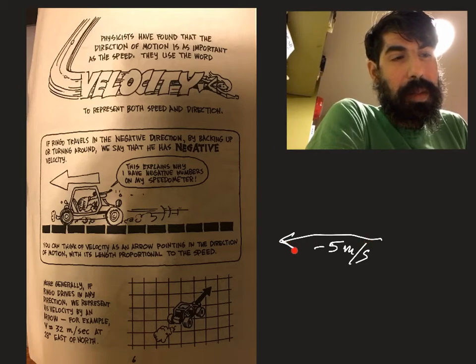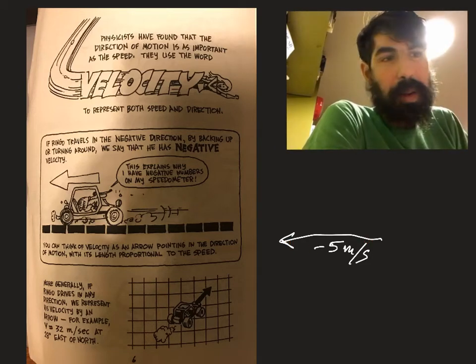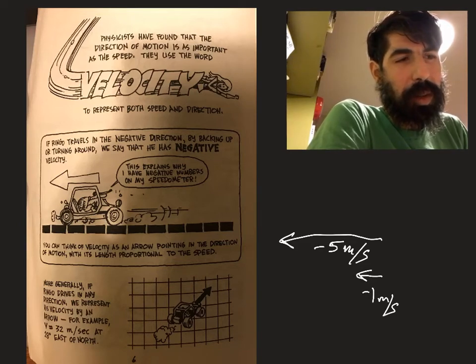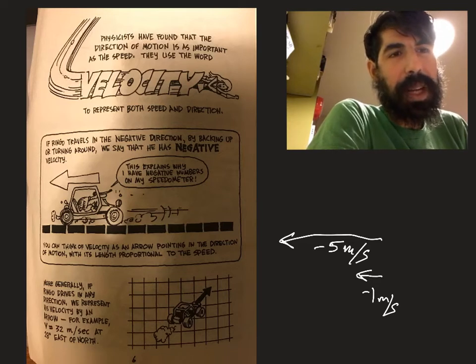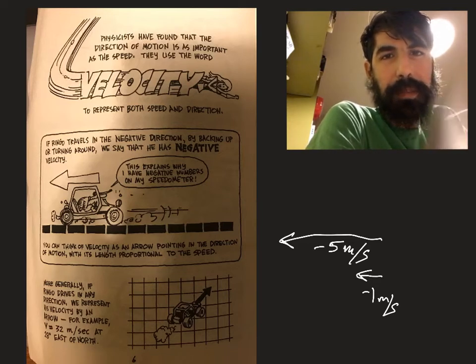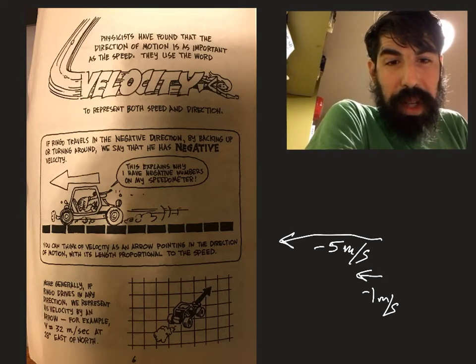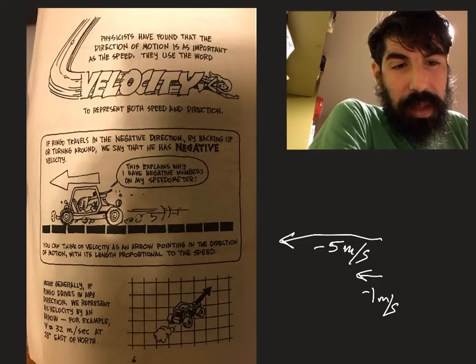So that's negative 5 miles an hour. But that would be negative 1 meters per second, or miles per hour. I wrote meters per second and said miles per hour. More generally, if Ringo drives in any direction, we can represent velocity with an arrow. So 32 meters per second at 28 degrees east of north, you can draw the arrow, and there you go.